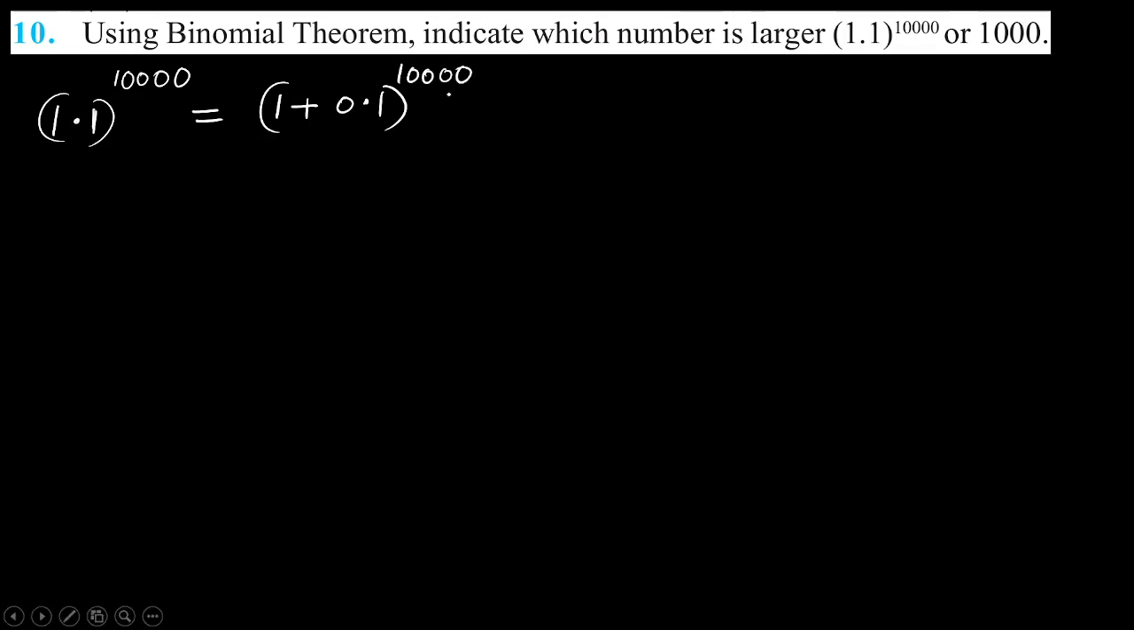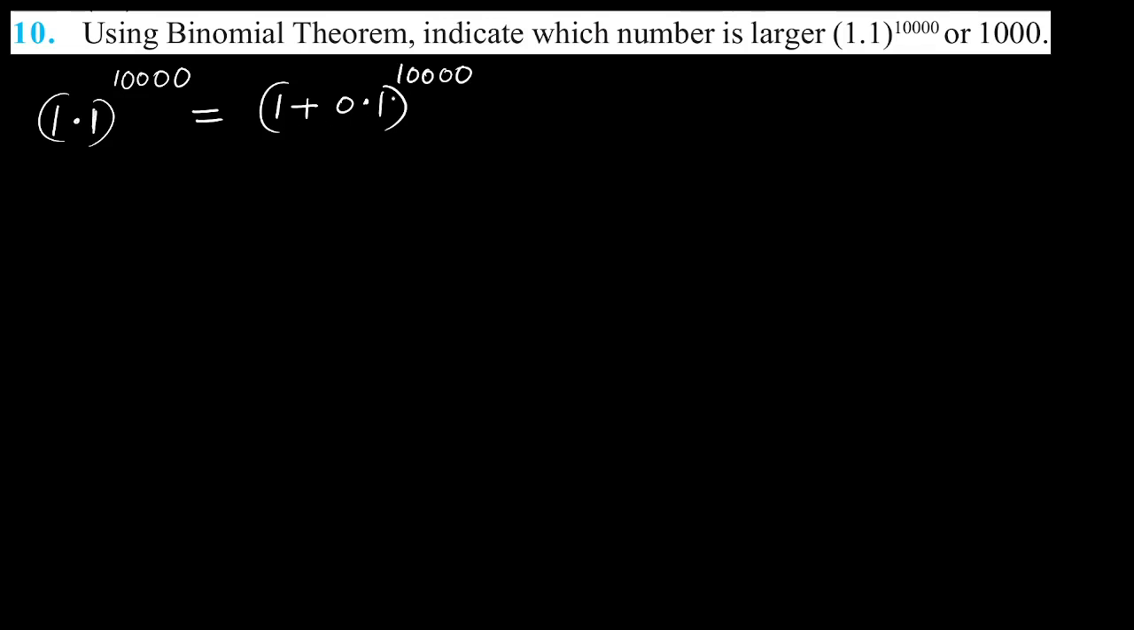So look at 1.1 raised to 10,000. All of you please listen. Let me use the binomial theorem. 1.1 is 1 plus 0.1. Can I write like that? 1 plus 0.1 raised to 10,000. Is this step okay? Please respond. Devasri, Rakshana. Okay.